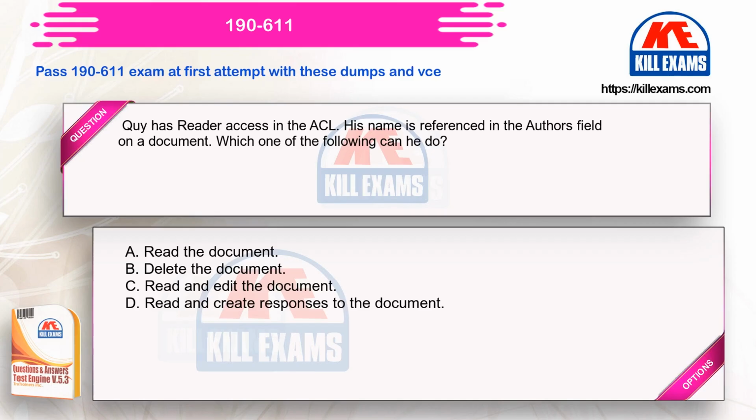Queen has reader access in the ACL. His name is referenced in the author's field on a document. Which one of the following can he do?